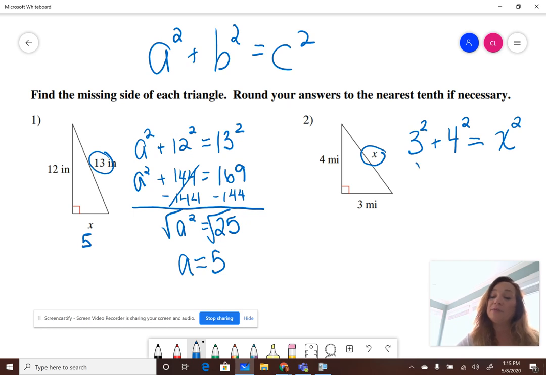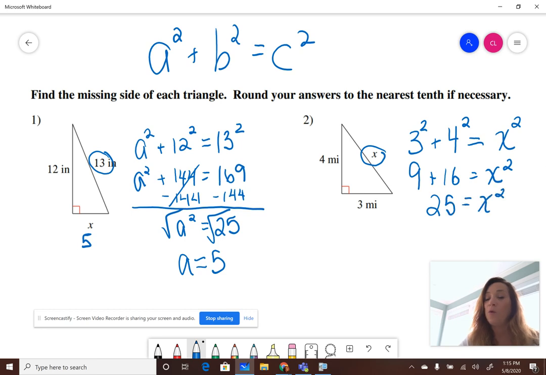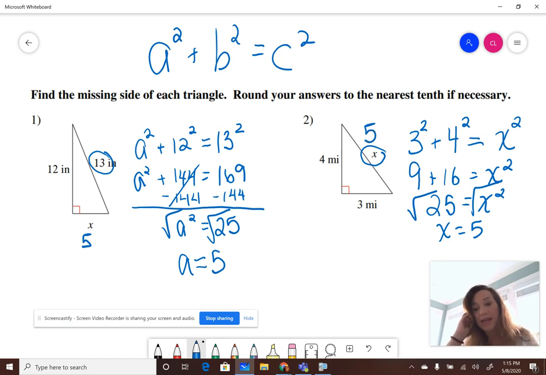Okay, so 3 times 3 is 9. 4 times 4 is 16. 9 plus 16 is 25. Okay, so the opposite of squaring is to find the square root. And again, I got 5, but this time the 5 is a hypotenuse. Now that does make sense because the hypotenuse has to be the largest side.